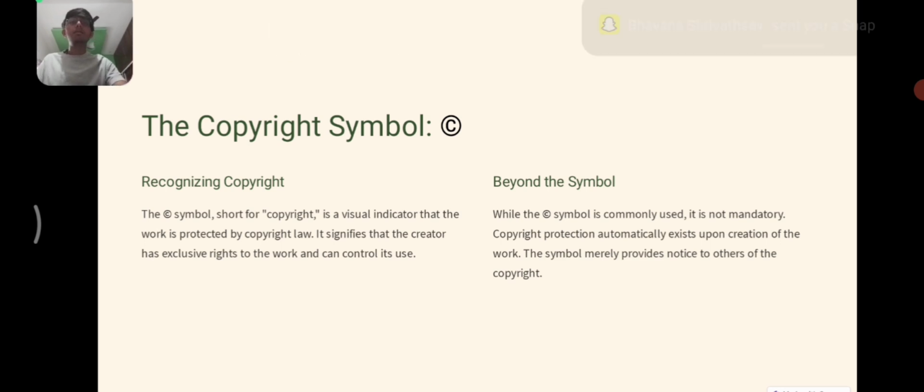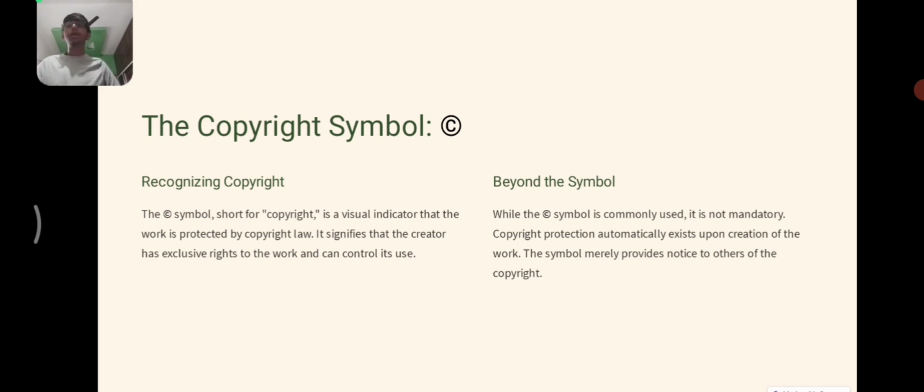While the copyright symbol is commonly used, it is not mandatory. Copyright protection automatically exists upon creation of the work. The symbol merely provides notice to others of the copyright. And move on to the next.